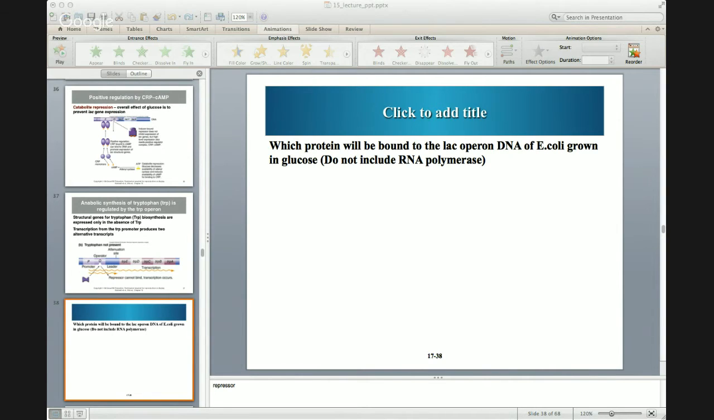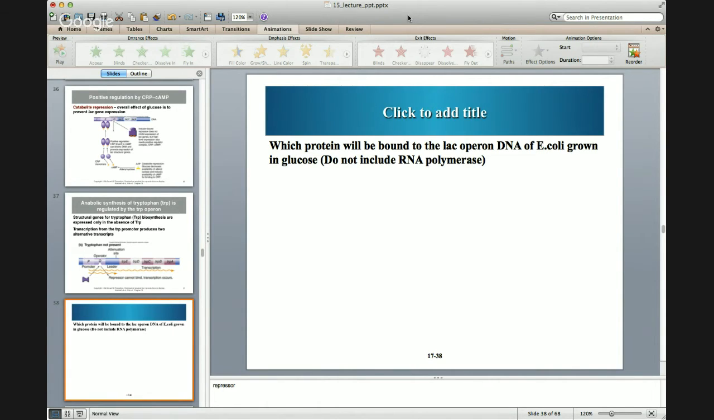Okay, Erica, yes, repressor. Let's look at it again to see why it's not the CRP cyclic AMP complex. The question again: which protein will be bound to the lac operon DNA of E. coli grown in glucose? When glucose is present, there is no need to produce the genes necessary for utilizing lactose. So the repressor protein will bind to the operator site.